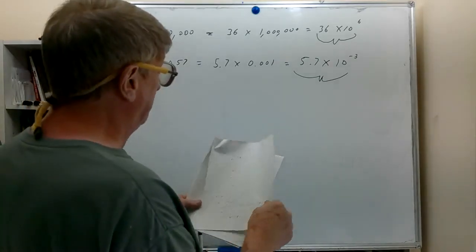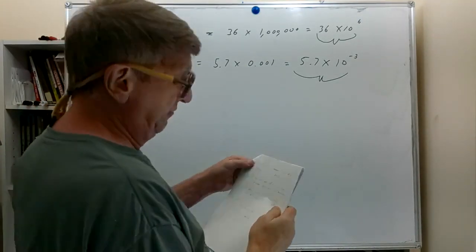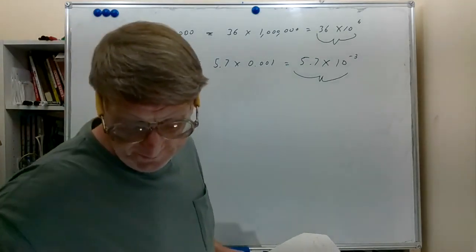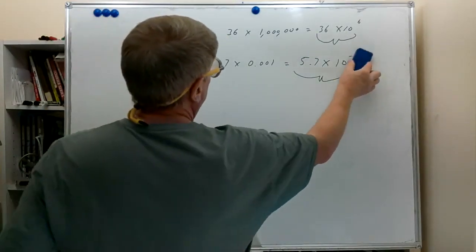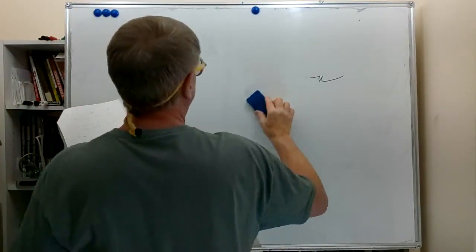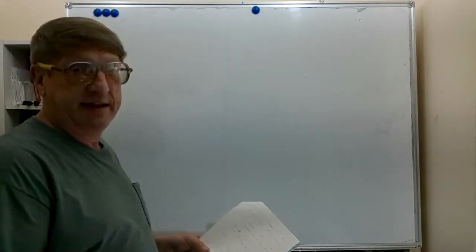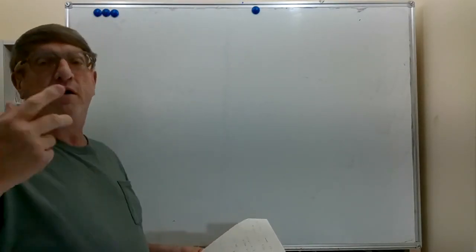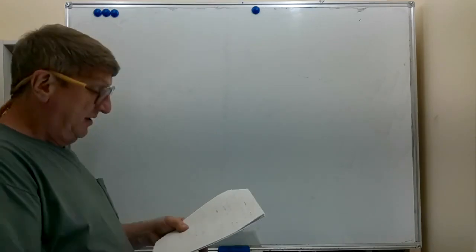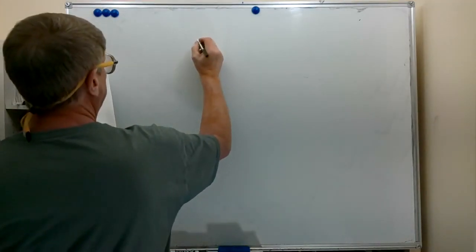Now if we want to multiply or divide numbers times the powers of 10, we will multiply and divide the number part. To get the number part of the equation, we'll apply the rules for multiplying or dividing powers of 10 to get the power of 10 part of the answer. So we're going to give an example here. We're going to do a multiplication.